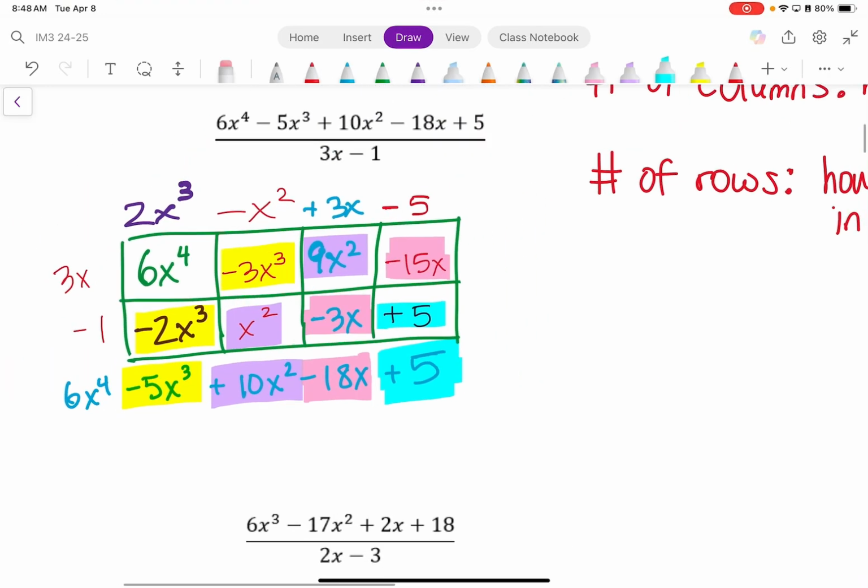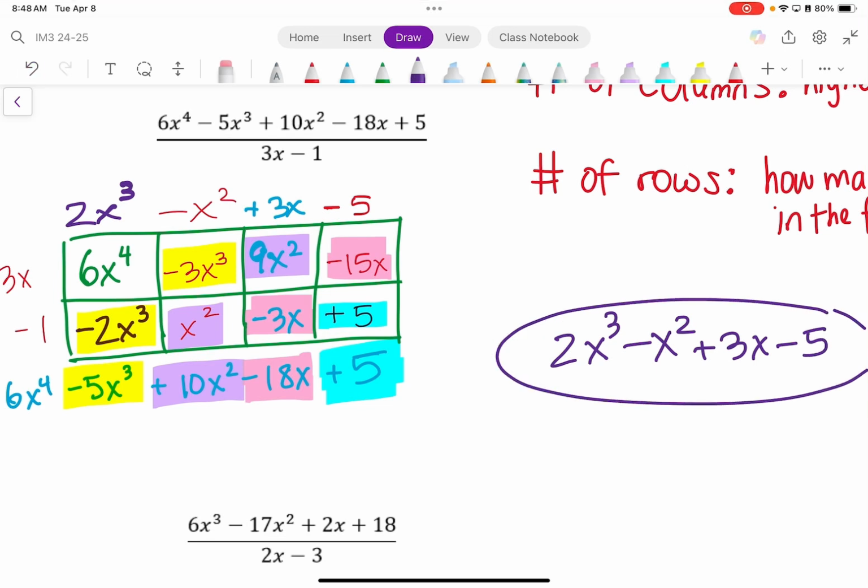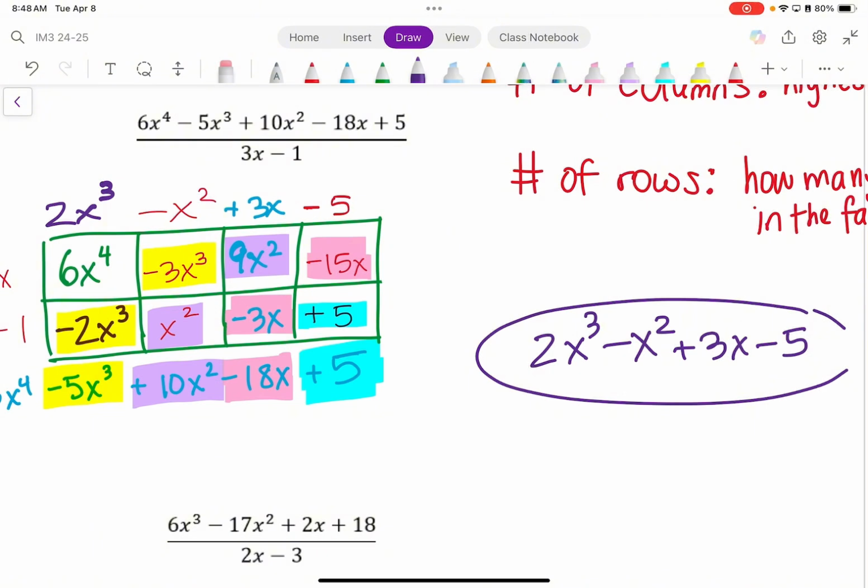Now for us, we are finished. The solution will be the statement on top of the columns, which is the equation 2x to the third minus x squared plus 3x minus 5. Okay. And so that right there is the factor that we get when we divide the equation by 3x minus 1. Okay.